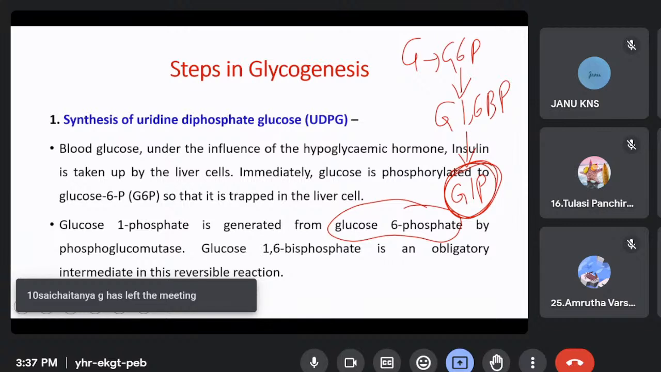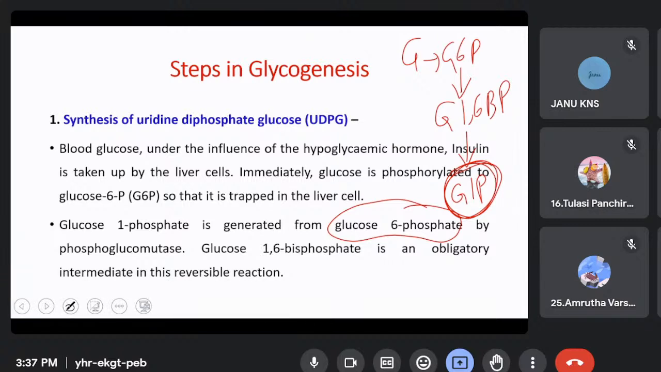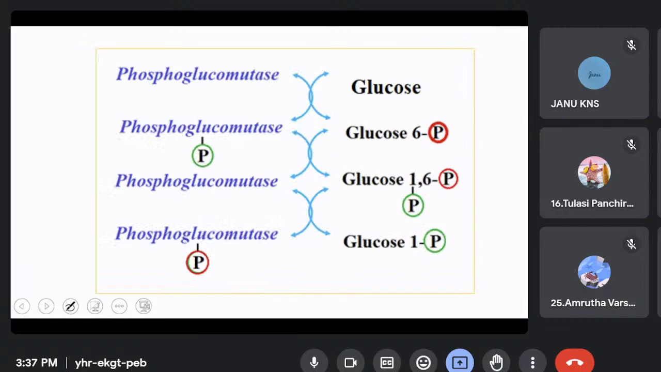Okay, so what actually takes place here? Glucose is converted into glucose 6-phosphate. Glucose 6-phosphate is converted into glucose 1,6-bisphosphate, which is again converted into glucose 1-phosphate. And this is accomplished by an enzyme called phosphoglucomutase. So for all these steps, phosphoglucomutase is required.